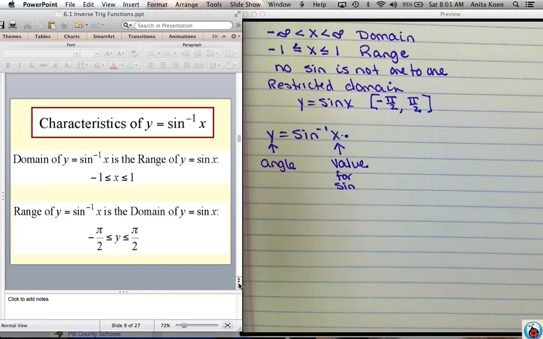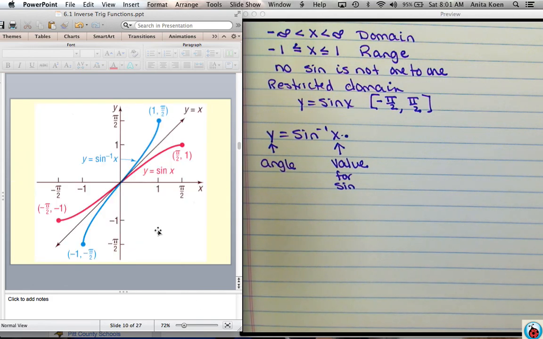Okay, the characteristics of the sine inverse. The domain of the sine inverse is the range of the sine. Because they are inverse functions, the domain of the inverse is the range of the sine, and the range of the inverse is the domain of the sine. So since we already know our restricted domain is negative pi halves to pi halves, then the range of the sine inverse, the angle that we're looking for, is going to be an angle between negative pi halves and pi halves.